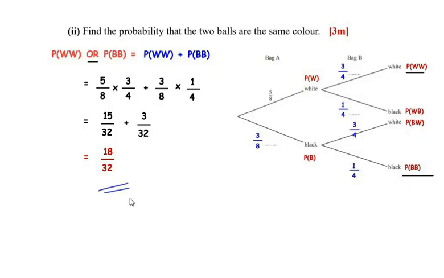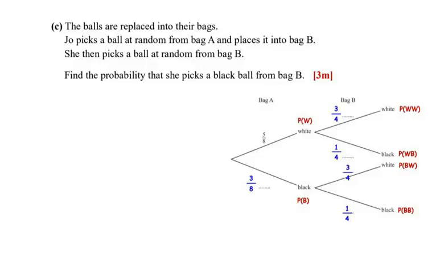Now let us move on to the next sub-question. The balls are replaced into their bags. Joe picks a ball at random from bag A and places it into bag B. She then picks a ball at random from bag B. Find the probability that she picks a black ball from bag B. Now here, the balls are being replaced back in their bags. And now, Joe picks a ball from bag A and she is going to put it in bag B. We have to find out the probability that she picks a black ball from bag B.